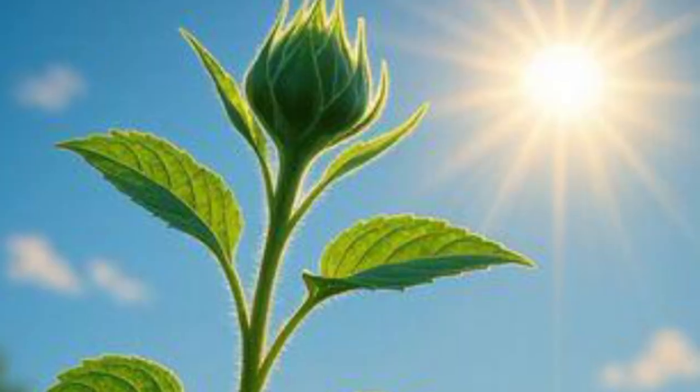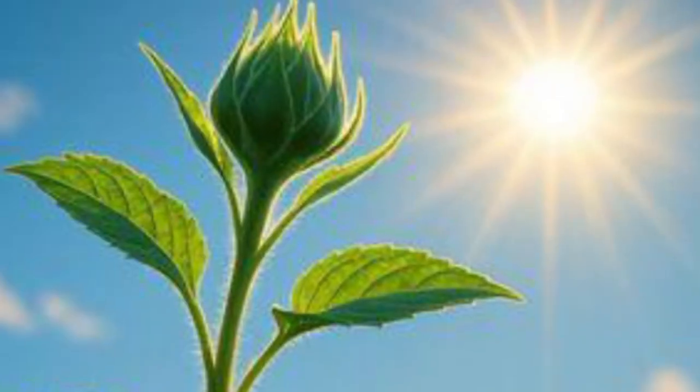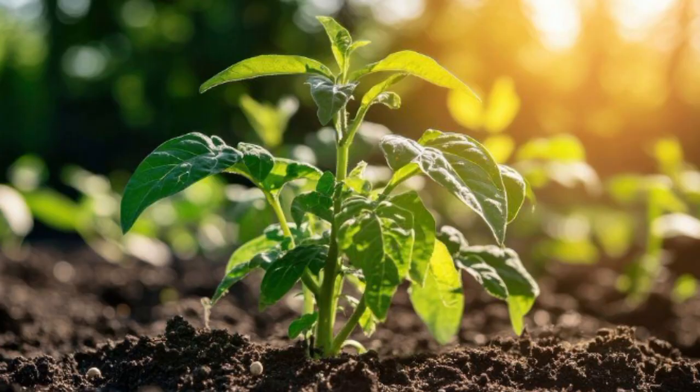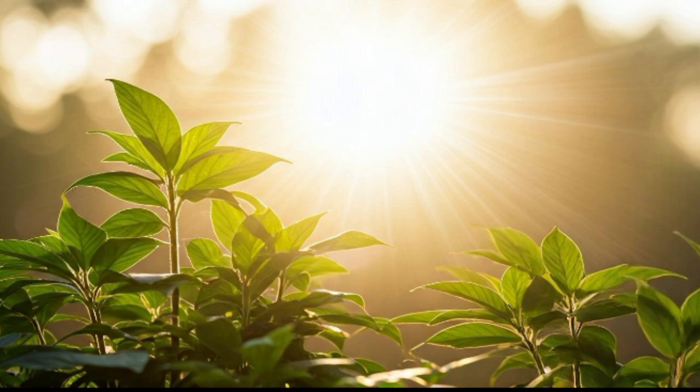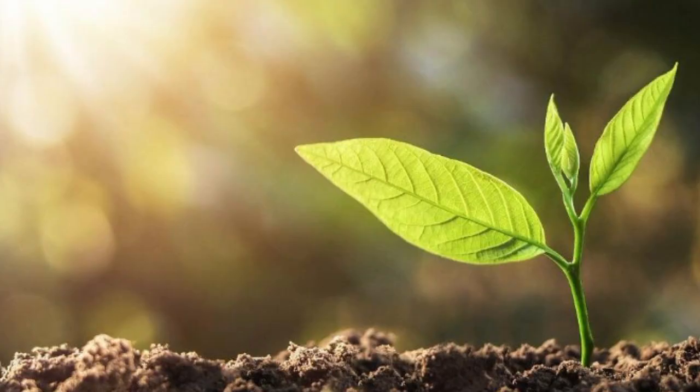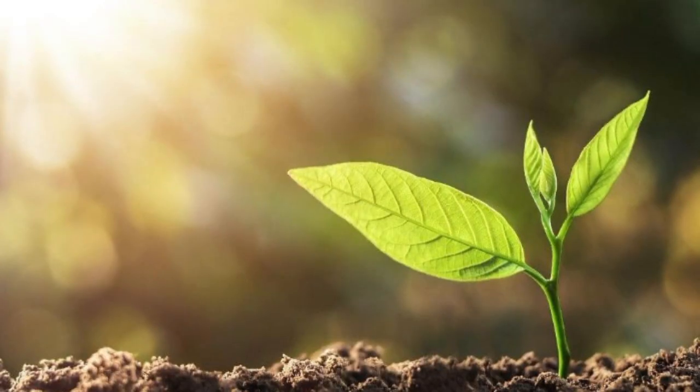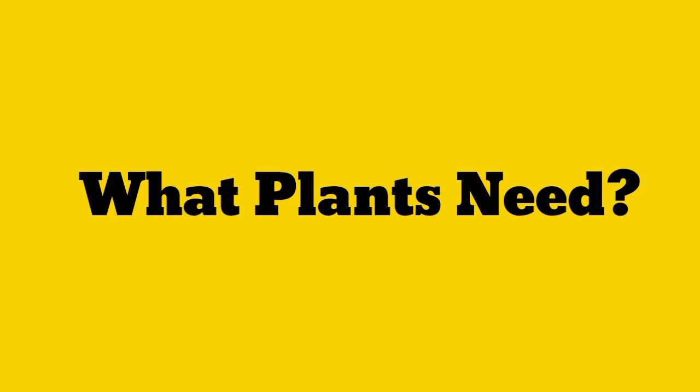All the plants have green leaves and these green leaves are the kitchen of the plant. Green leaves have a special chemical called chlorophyll that helps the plants to make their food, and this process is called photosynthesis, by which plants make their food.